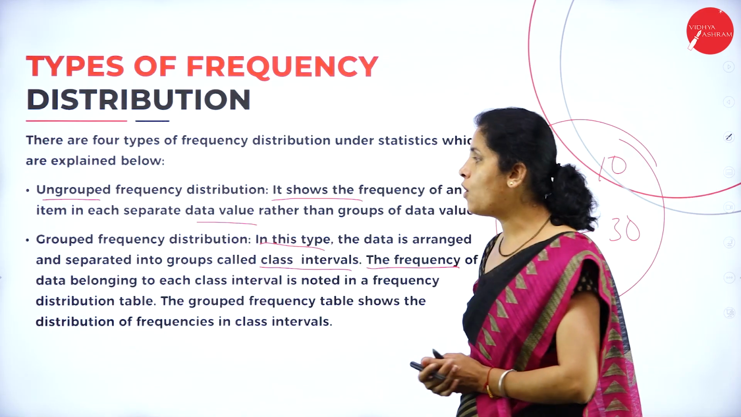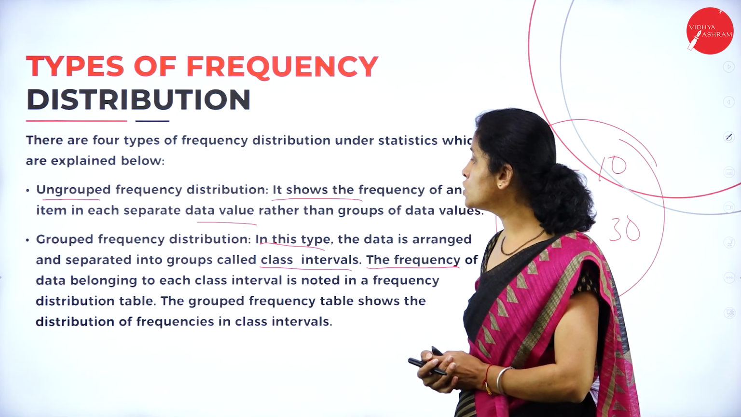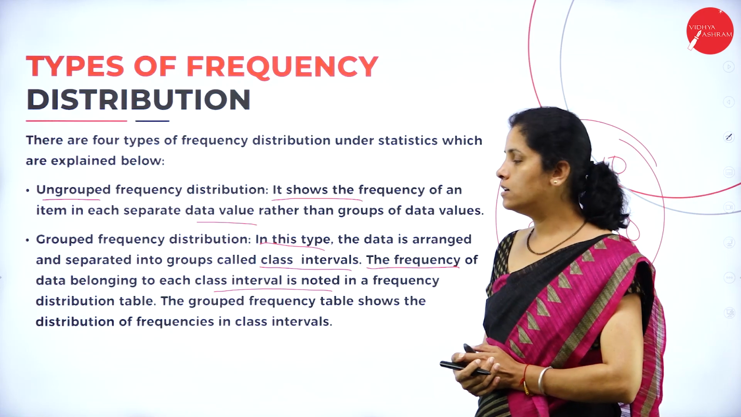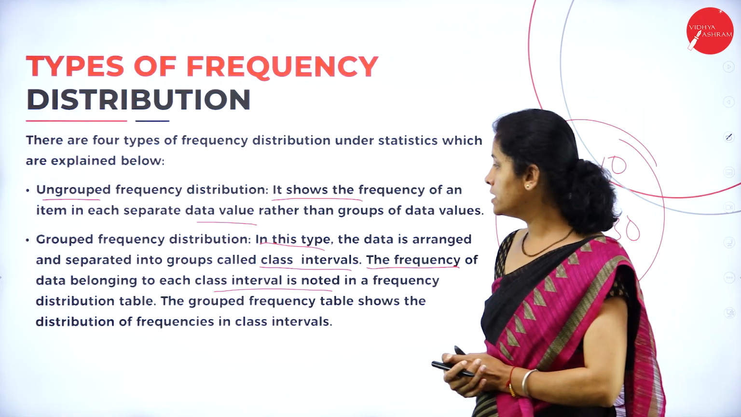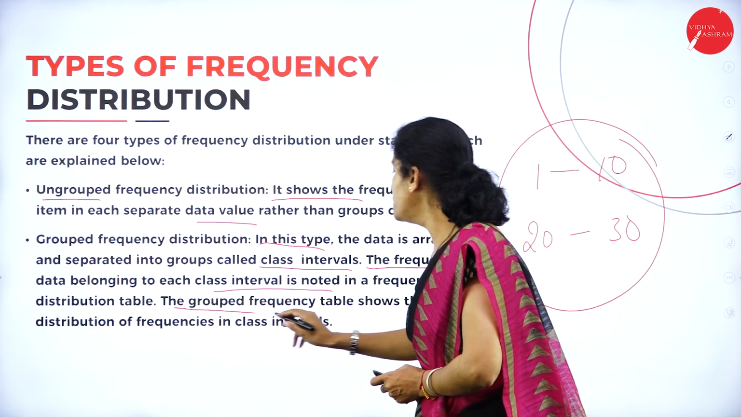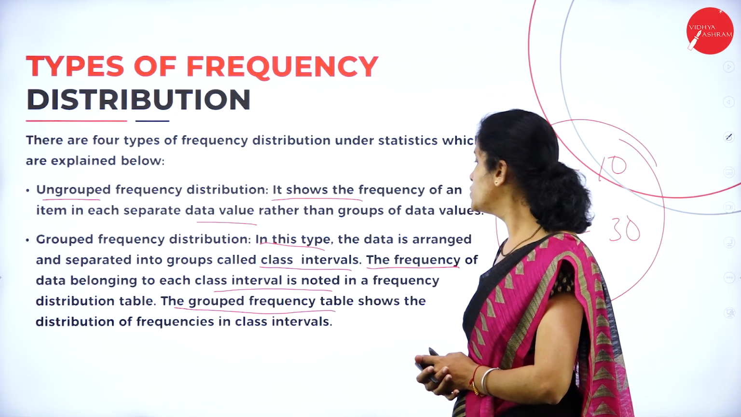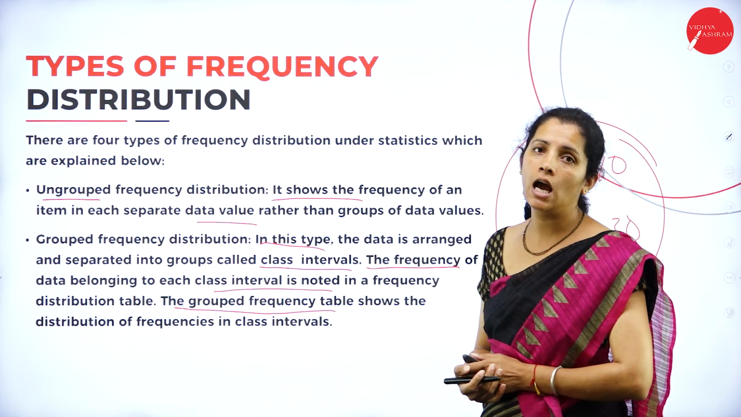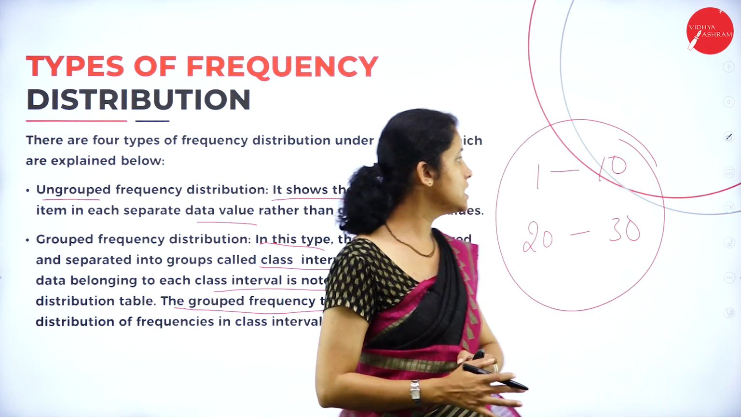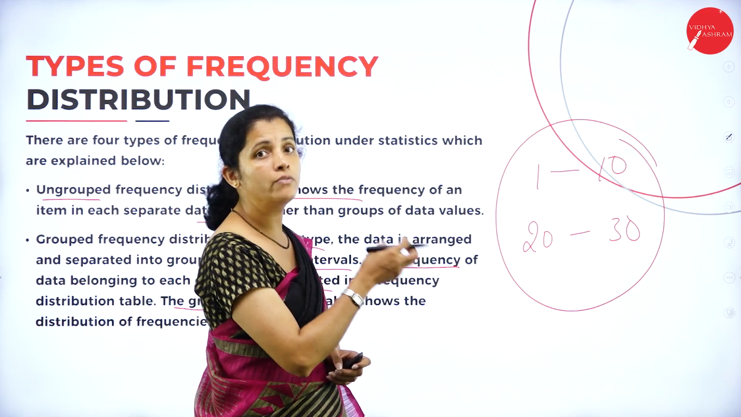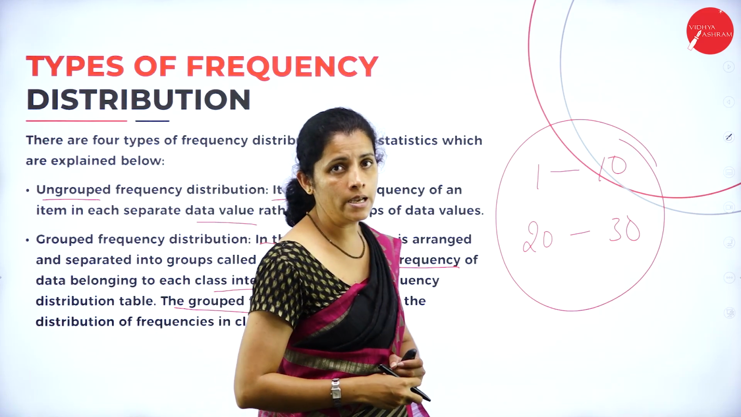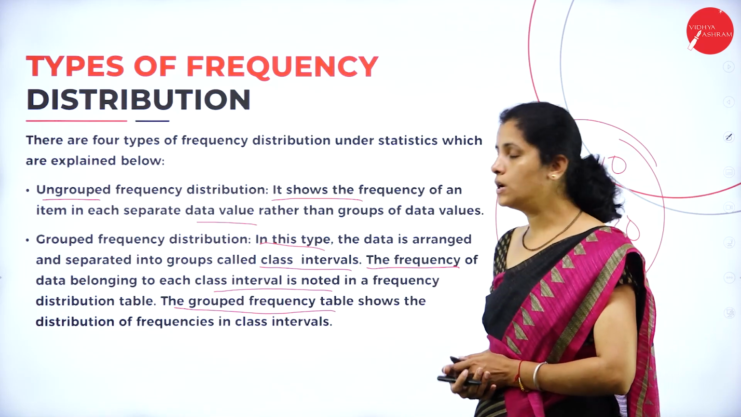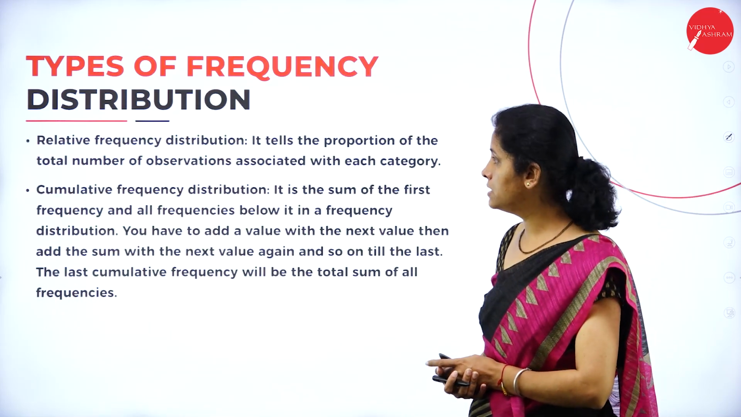The frequency of data belonging to each class interval is noted in a frequency distribution table. The grouped frequency table shows how the frequency is distributed across class intervals, in the sense whatever data I have, for that I am going to construct the table. Okay, and that table itself is known as class intervals.